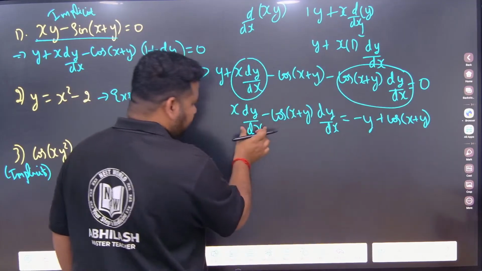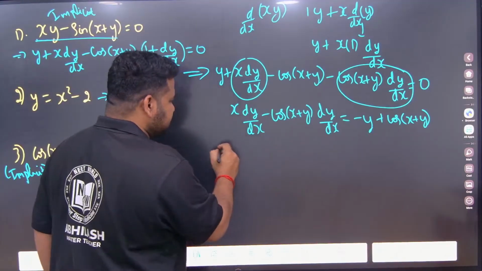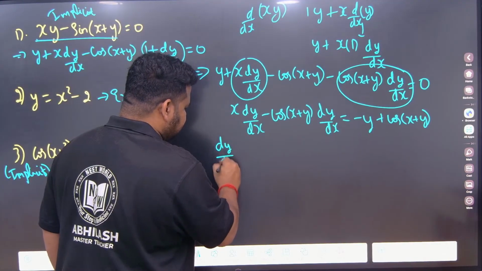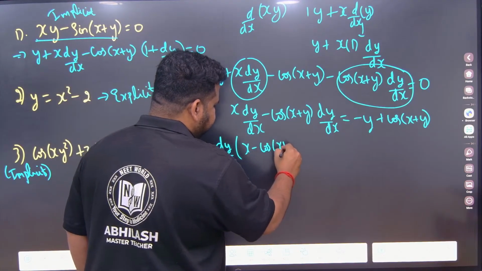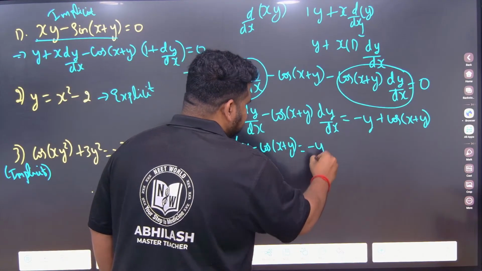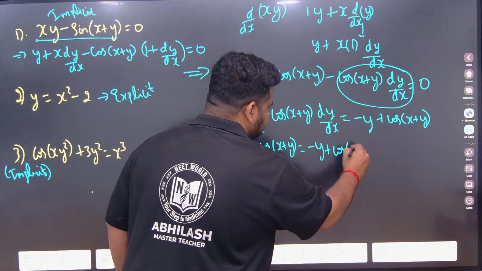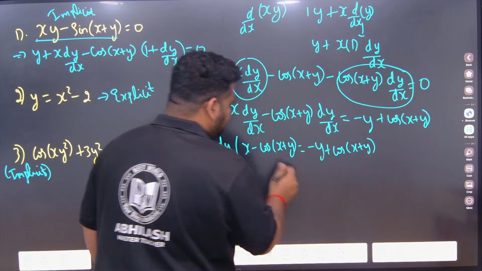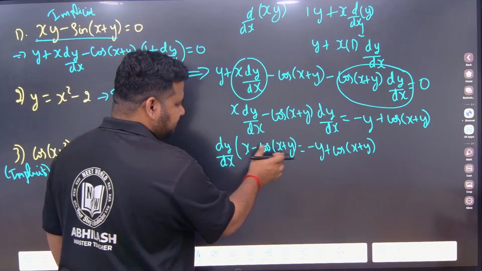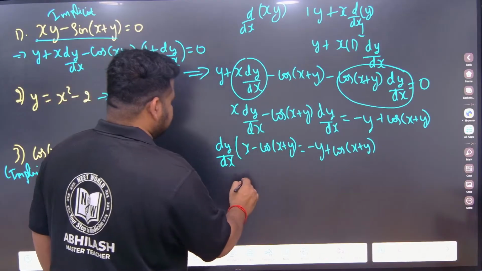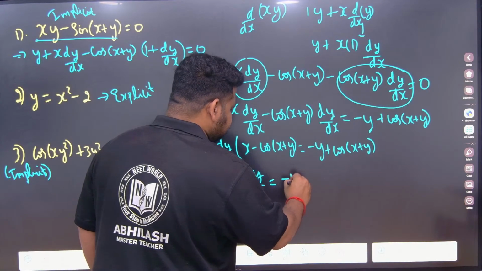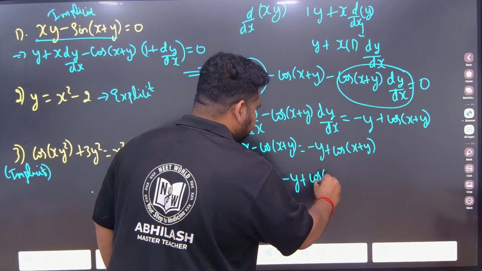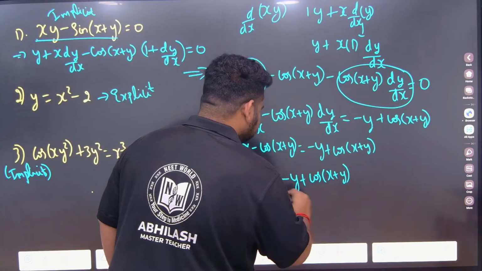Now what can we take common? dy by dx I can take common in the LHS. So if I take dy by dx common in the LHS, this will become x minus cos of x plus y, is equal to minus y plus cos of x plus y. Now bring it down because I want dy by dx. So dy by dx will be equal to minus y plus cos of x plus y divided by, what is this?